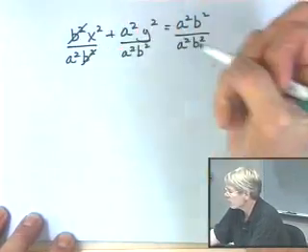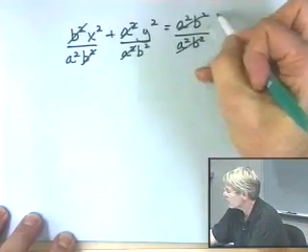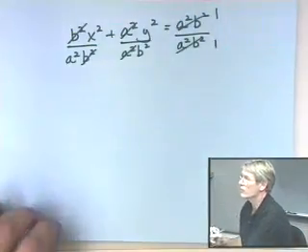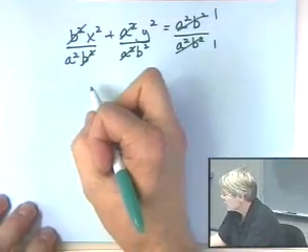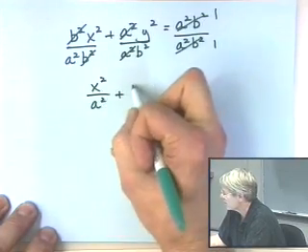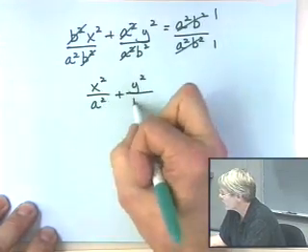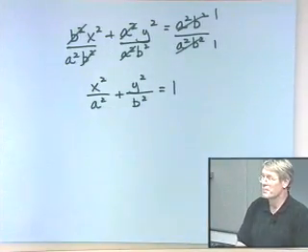B squared over itself, a squared over itself, a squared over b squared reduces to 1. Boy, isn't that cleaning up real nicely? So we have x squared over a squared plus y squared over b squared equals 1. Does that look familiar? Yes, sir.